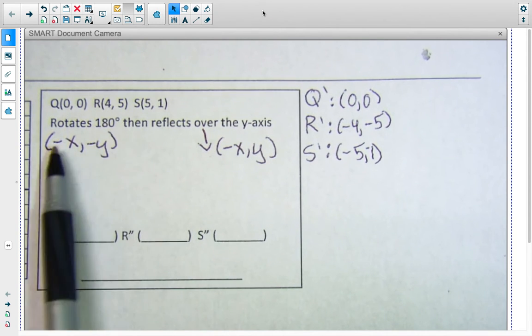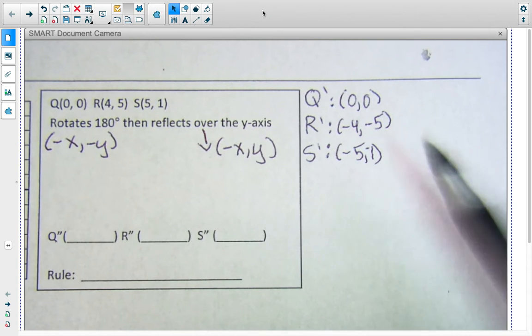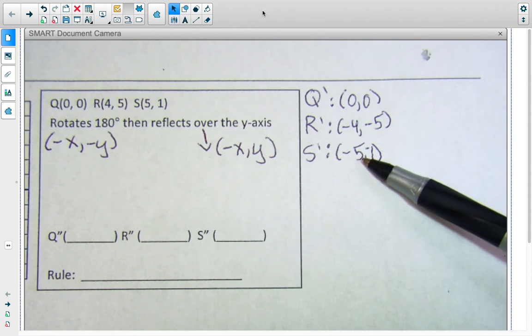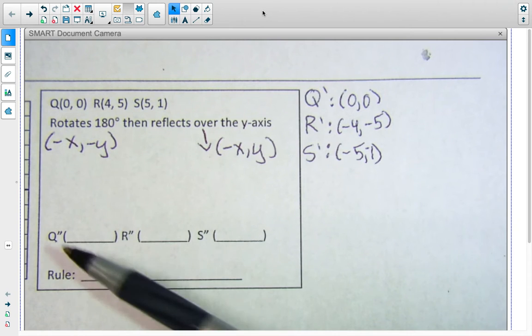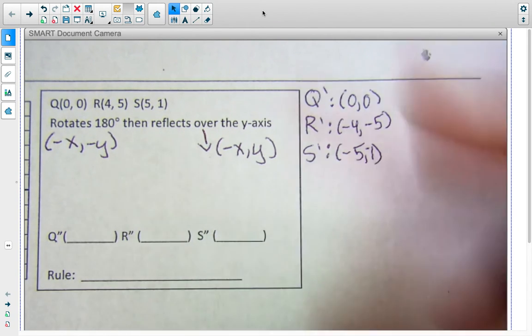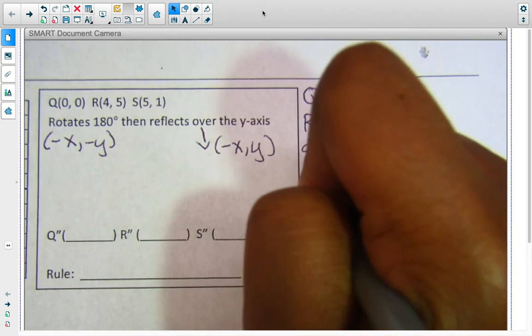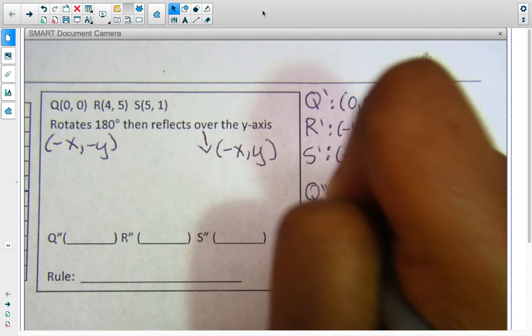So we changed the signs of everything. These were both positive, we changed the signs to negative. These were both positive, we changed the signs to negative. So these are our 3 new ordered pairs, and that is a -1 right there. Now we're going to find our Q double prime, R double prime, and S double prime.